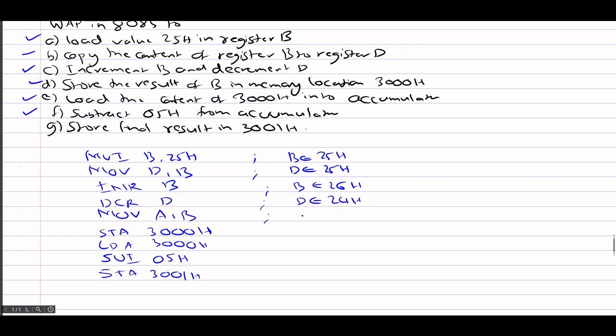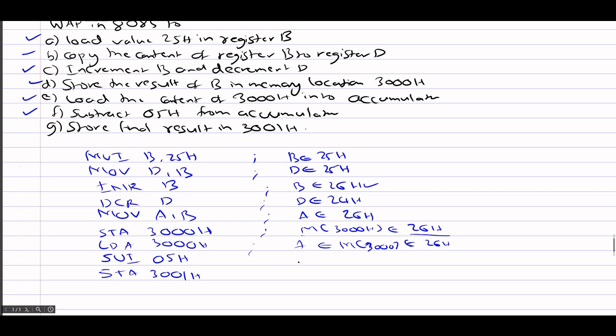Now we move the content of register B to A, which means now A has 26H, and then we store the value of A to memory location 3000H. So memory location 3000H will have 26H. Now we'll load the same value 26H to the accumulator. So memory location 3000H content, which means 26H, is going to be loaded into the accumulator.